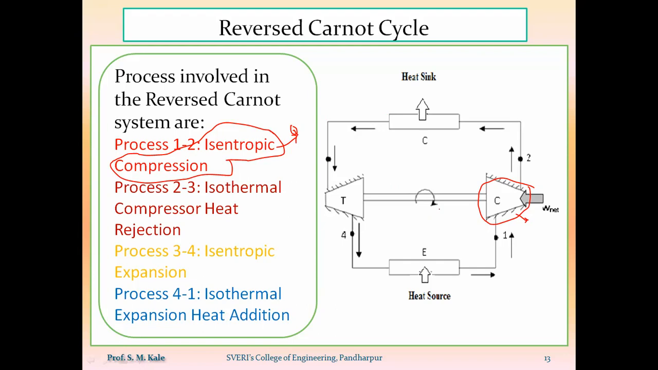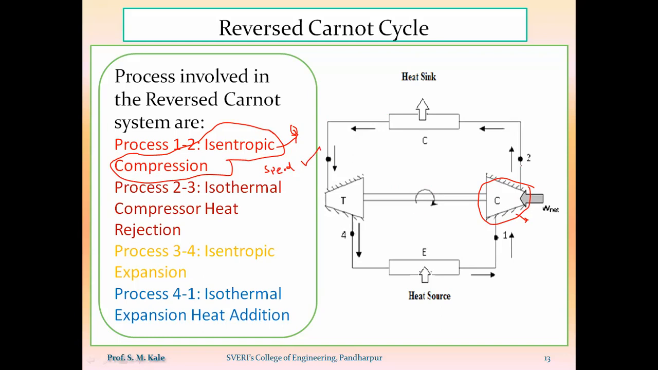The 1 to 2 process should be carried out within a fraction of a second. That means the speed of this cycle should be very high, extremely high.